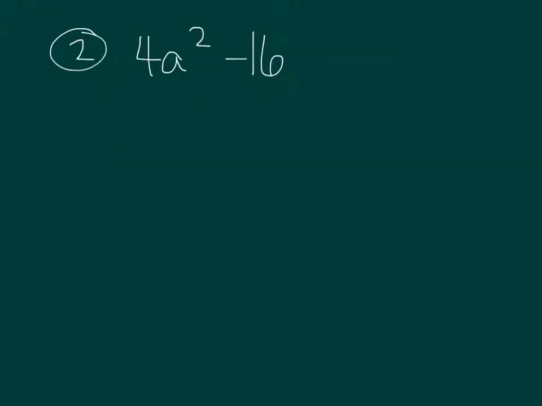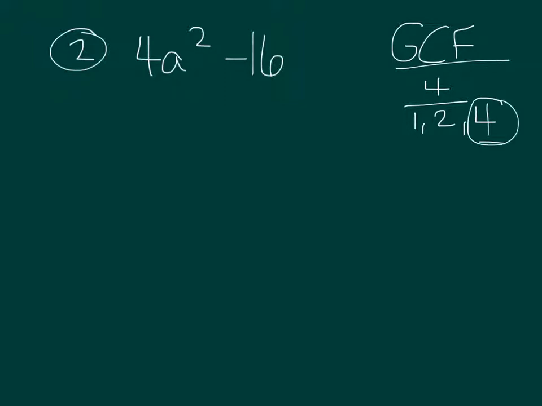Okay, here's our next example. We have 4a squared minus 16. So again, what we're going to do first is look for our GCF. I'm going to look at my smaller number, which in this problem is 4. So I'm going to look for my factors of 4. For 4, we have 1, 2, and 4. Let's start with our biggest factor of 4. 4 goes into 4, 4 goes into 4, and 4 goes into 16. So our GCF for this one is going to be 4.